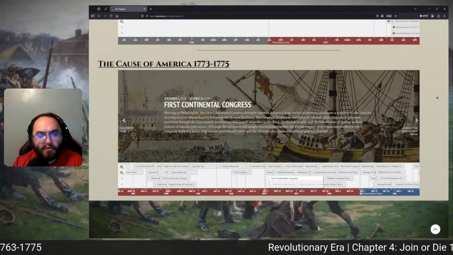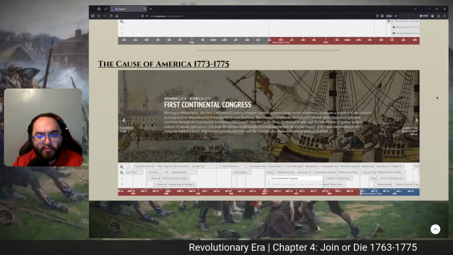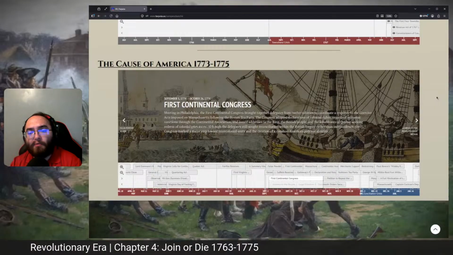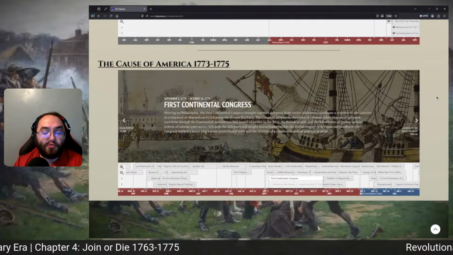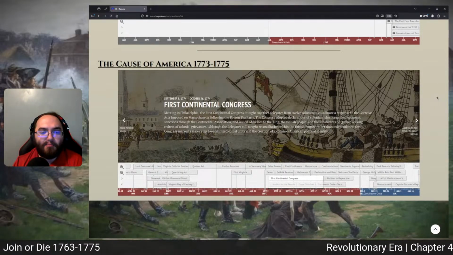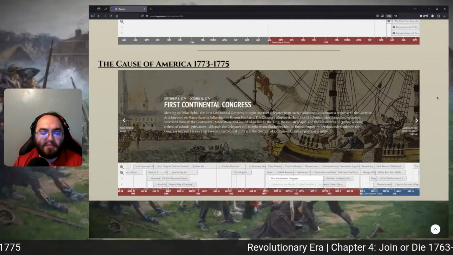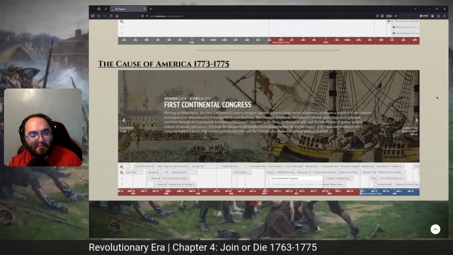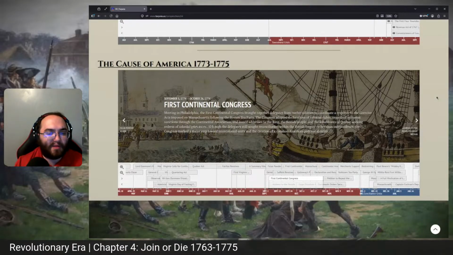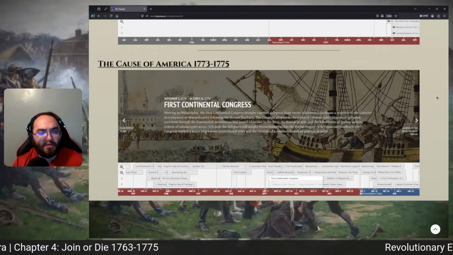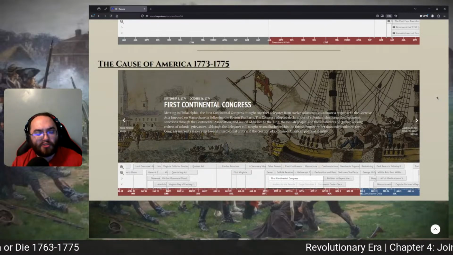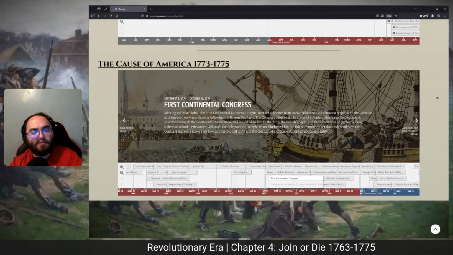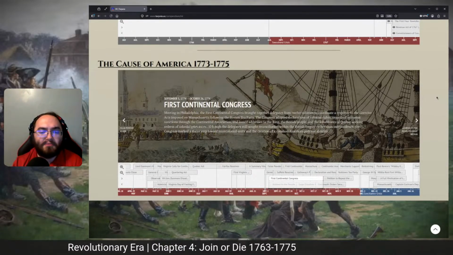And so the people who meet here are from 12 colonies to coordinate a response to the Coercive Acts imposed by Massachusetts following the Boston Tea Party. So this is a replica of the Stamp Act Congress. They're meeting to create a petition. This time, instead of it being the Stamp Act, it is the Intolerable Acts.